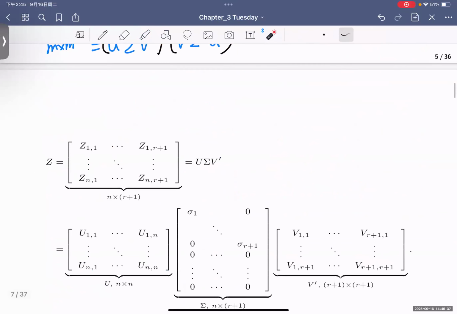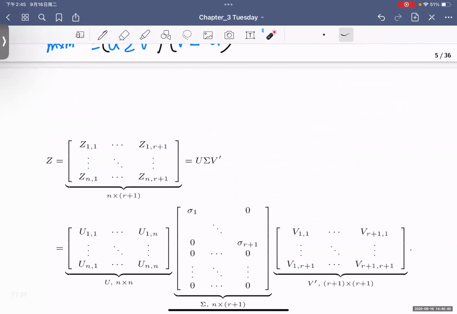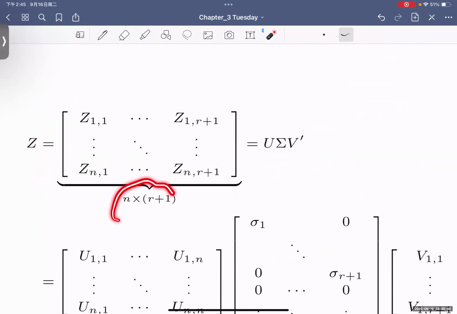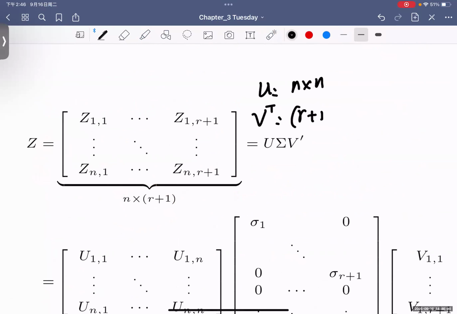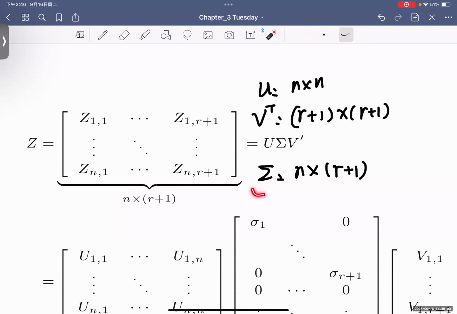Well, I actually have a detailed solution here. So here we consider our Z is an n times r plus 1 matrix. We can do the singular value decomposition, where U is n times n, V transpose is r plus 1 times r plus 1, and sigma is n times r plus 1. So this sigma is not a square matrix. It has columns and rows here.